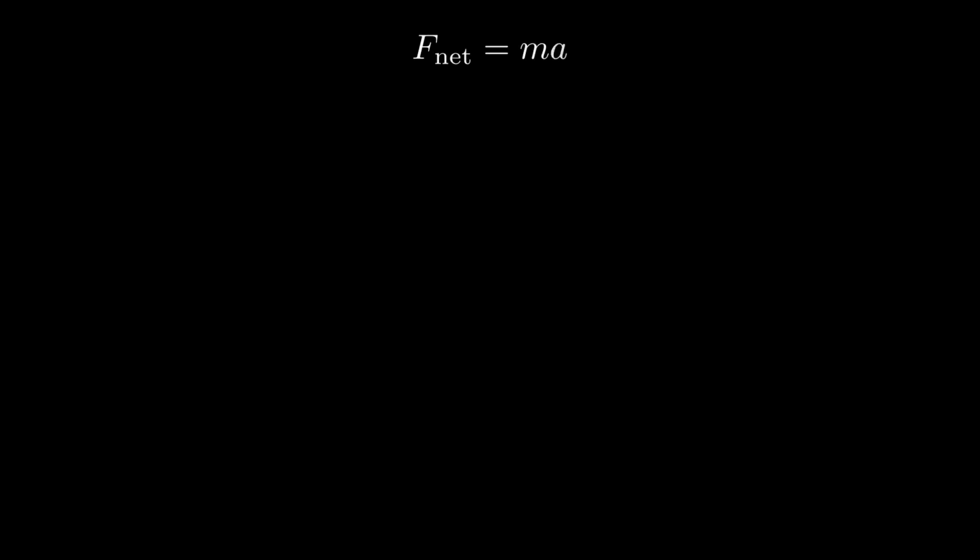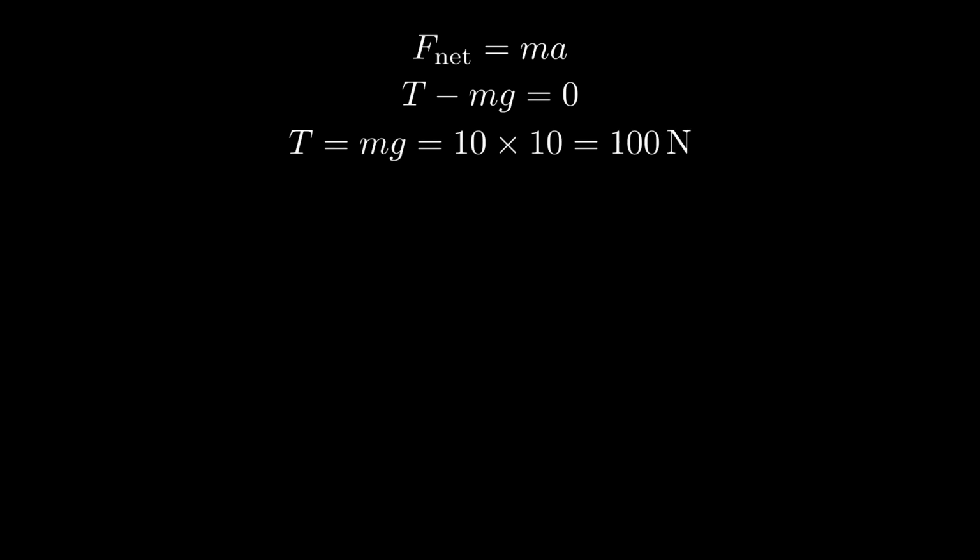We know that the tension can only handle a weight of 10 kilograms when the block is hung vertically. So that means the tension force equals mg, which is around 100 newtons, because the mass is 10 and the gravitational field is around 10. So we get 100 newtons.